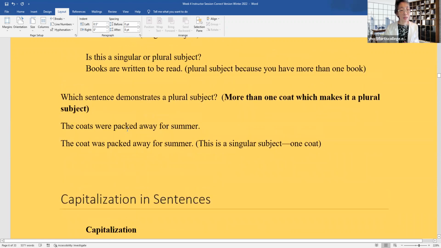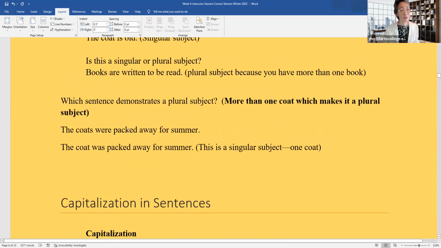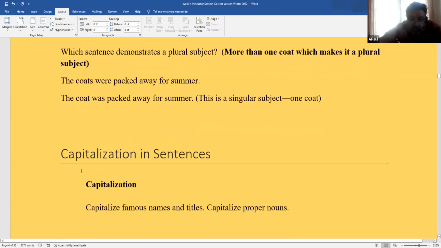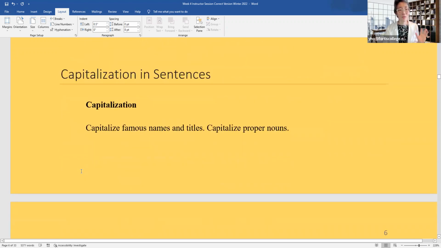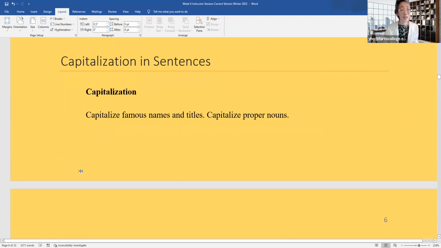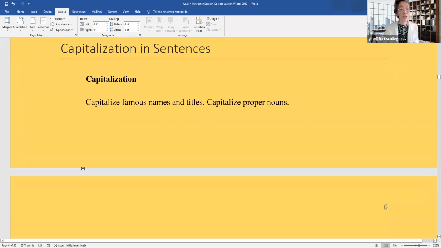And so here, which one is a plural subject? Is it coats or coat? Coats. Yeah, this is too easy. Okay, I'm going to assume everyone knows this, and I'm going to move right on. Any questions? No. Capitalization. So you want to capitalize famous names and titles, and we always capitalize proper nouns.